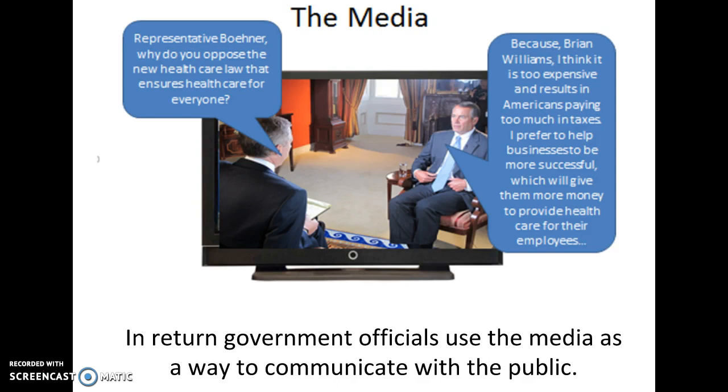So in our example here, this is when Representative Boehner was the Speaker of the House, and he was in opposition of universal health care. And the interviewer here is calling him out on it and finding out why that's his opinion, but then he has a chance to explain himself too.